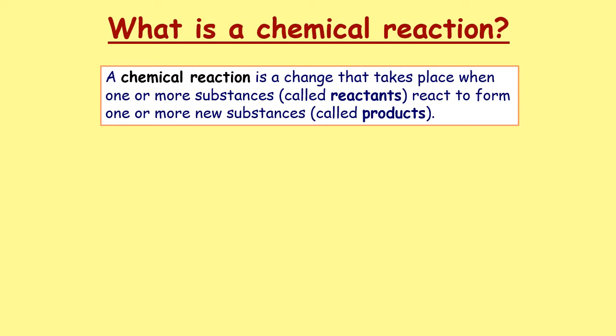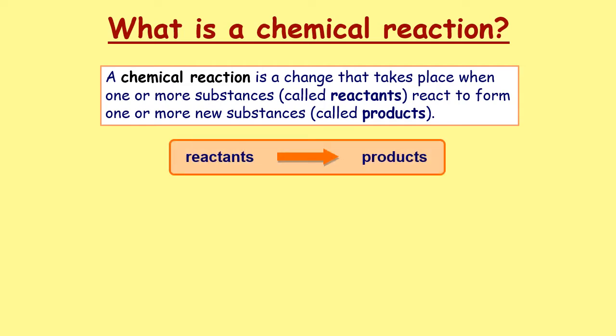Well, a chemical reaction is a change that takes place when one or more substances, which we call reactants, react to form one or more new substances called products. And the general form, if we were to describe a chemical reaction, is reactants arrow, and that arrow means a transformation into product. So reactants always on the left-hand side of the arrow, and products always on the right-hand side of the arrow.